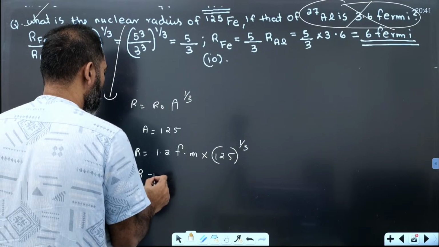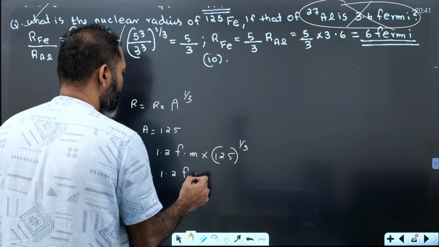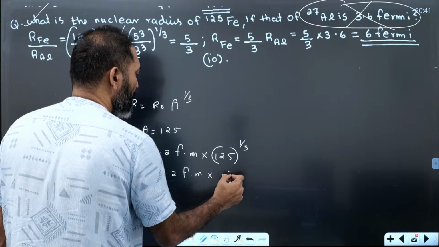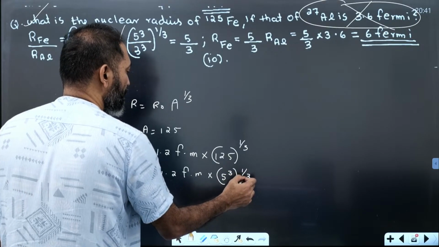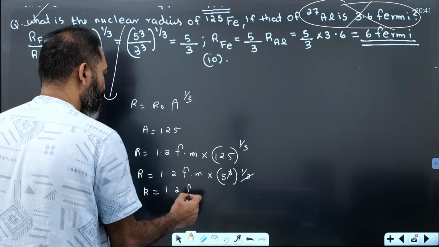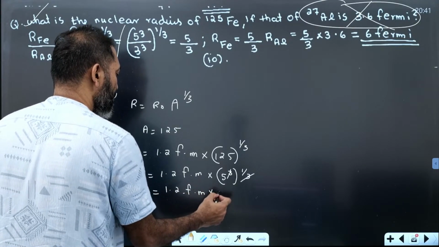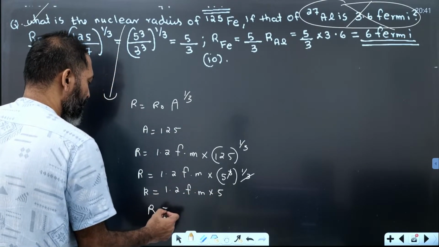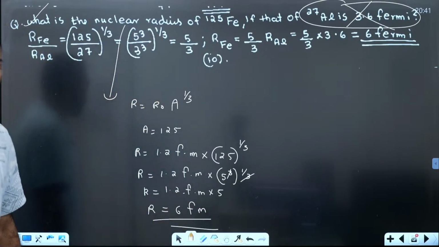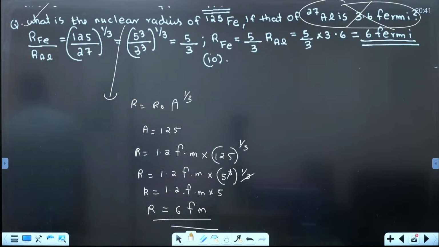So R equals what? 1.2 femtometer into, instead of 125, I can write 5 cube whole raised to 1 by 3. So what is R? 1.2 femtometer into 5. So the answer is 6 femtometer.